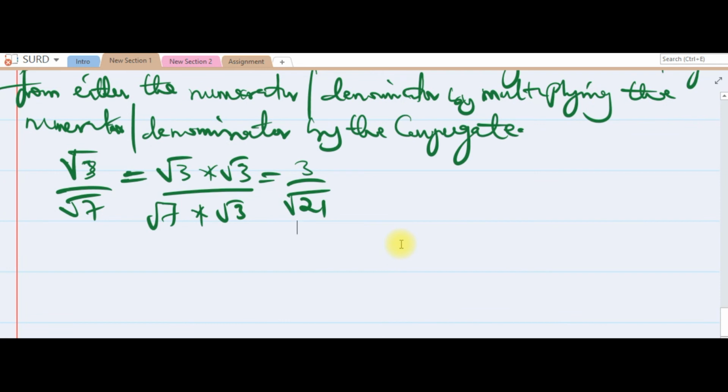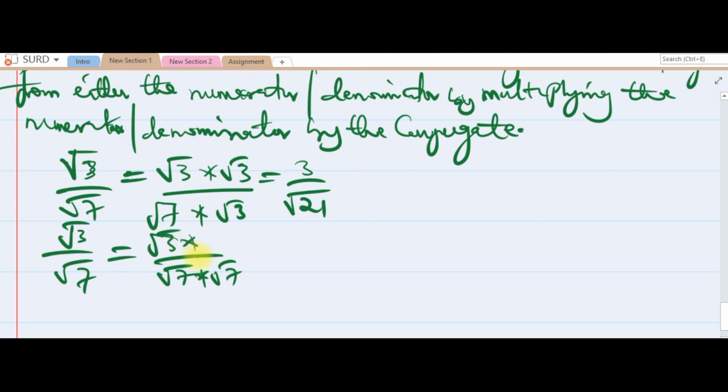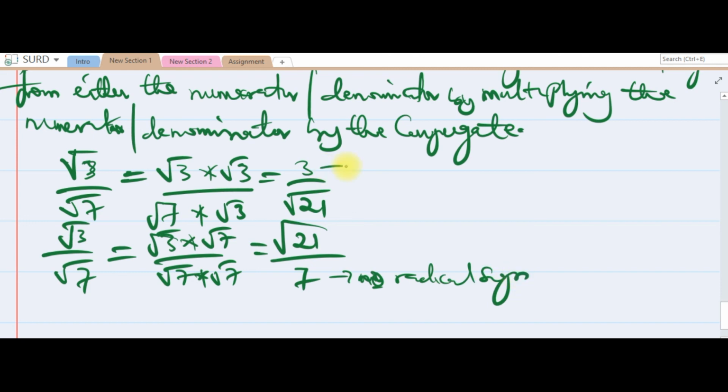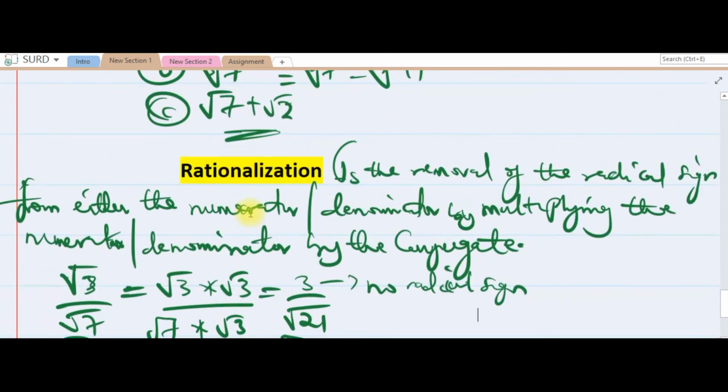But if I want to remove the radical sign from the denominator, I multiply both by the conjugate of the denominator. That's what rationalization means. So this is now root 21 over 7. So as you can see, there is no radical sign. No radical sign. And also no radical sign. So the two answers are the same. They are the same, depending on how the answer looks.